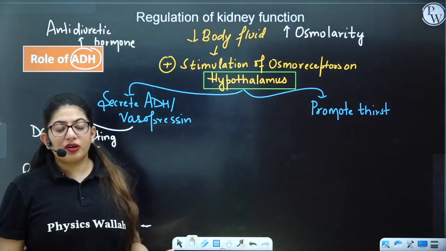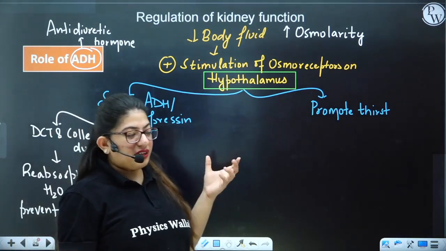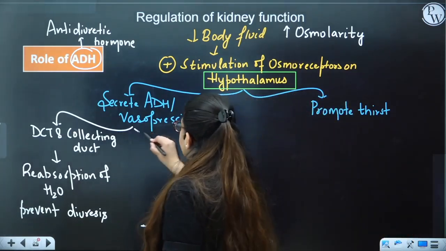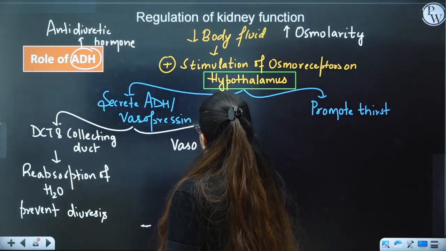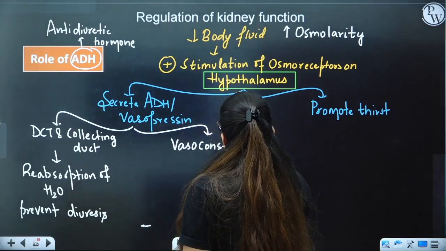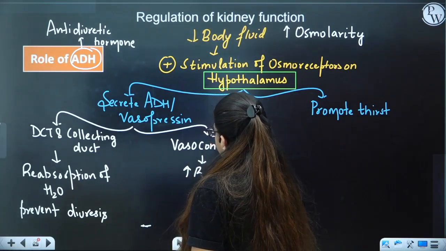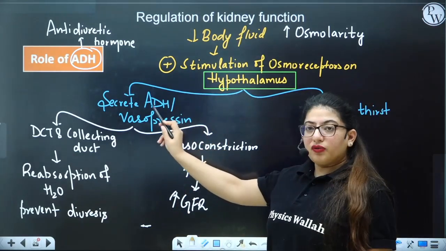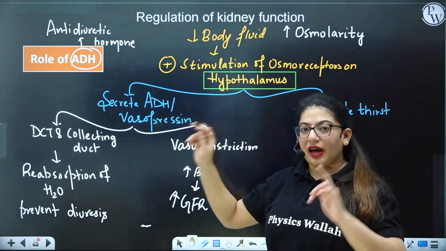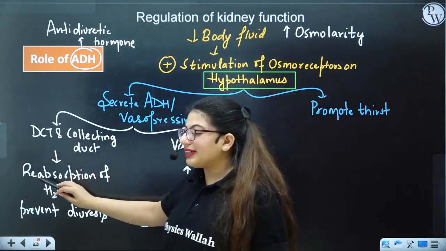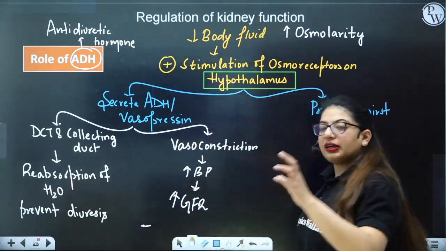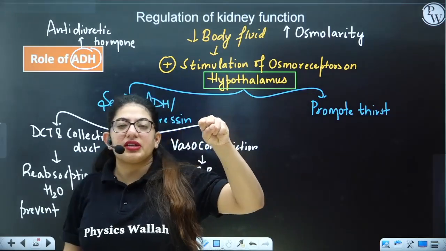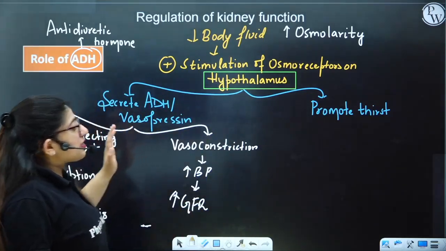Now, why are we calling it vasopressin? Vaso means blood vessel and pressin means press, constriction. So the other name is because it causes vasoconstriction. When it constricts blood vessels, there will be an increase in blood pressure and hence an increase in the glomerular filtration rate. So it is doing two functions, one as a vasopressin, another preventing diuresis. How is it preventing diuresis? By telling the DCT and collecting duct to reabsorb more water so that less water moves out in urine. And second, it causes vasoconstriction, pressing of blood vessels, so that there is an increase in GFR. So this is how ADH functions.